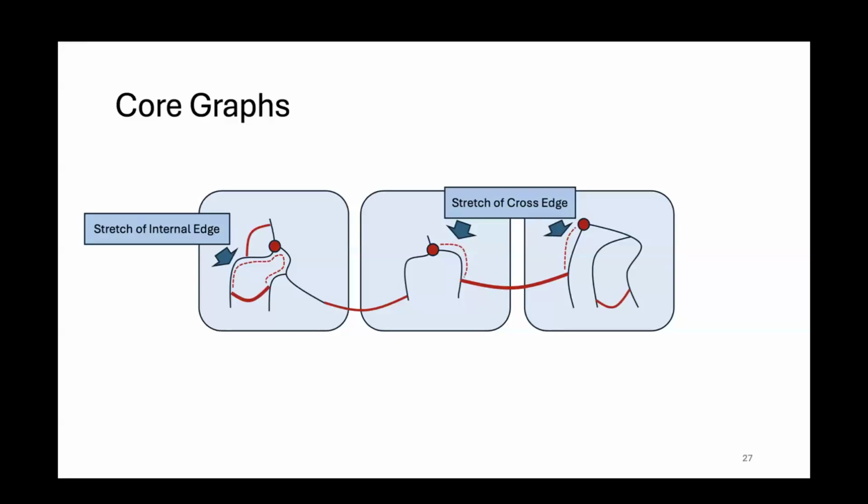Whereas the stretch of a cross edge, which is just an edge that goes across two forest components, is measured as the length of the path to the root of the core on the left and the path to the root of the core on the right, plus the length of the edge divided by the length of the edge. So internal edges will disappear once the cores are contracted, whereas cross edges will be mapped to be edges between two roots of the cores.